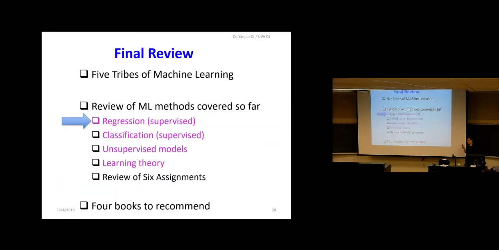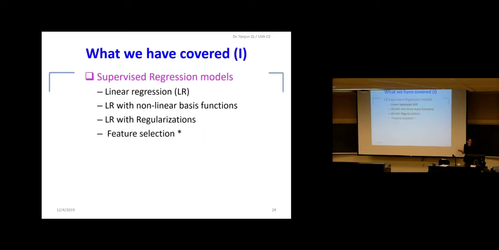Now we're going to do a really, really quick survey of what we have covered. So this is what we covered. First, regression. We covered linear regression with nonlinear basis function, linear regression with regularization, and also it's not about linear regression, but it's about feature selection. It's very related to Lasso. So I put feature selection inside this module, but it's not about regression. It's more a processing module.